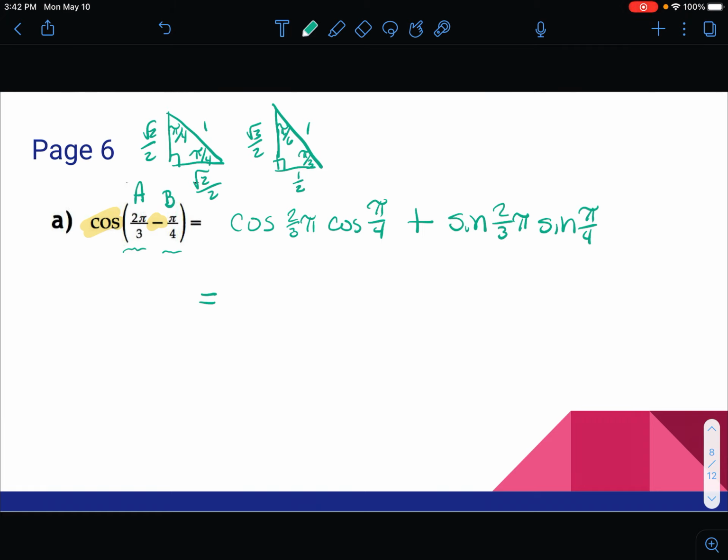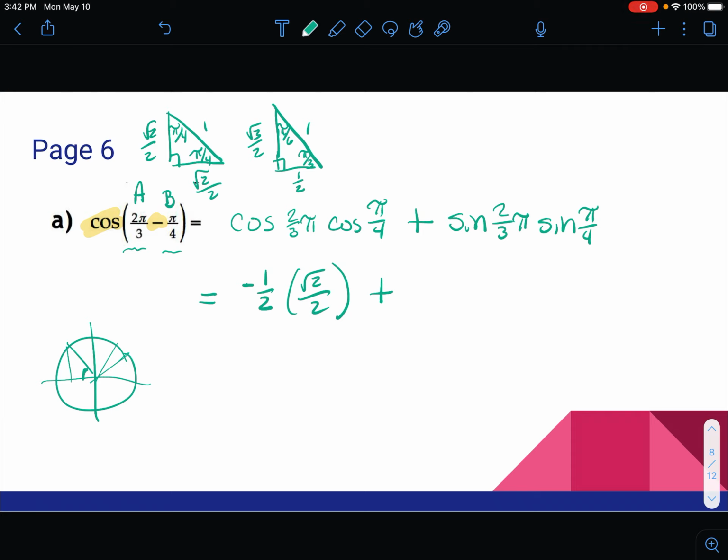Cosine of 2/3 pi. Let's think about where we are on our unit circle. We're right here. It's going to have a negative value, and of course my reference angle is pi over 3, so this is going to be a negative 1/2. Then cosine of pi over 4 is in the first quadrant, which is a positive radical 2 over 2.